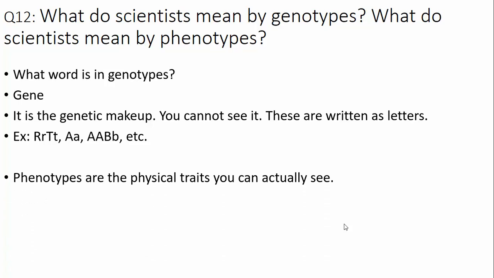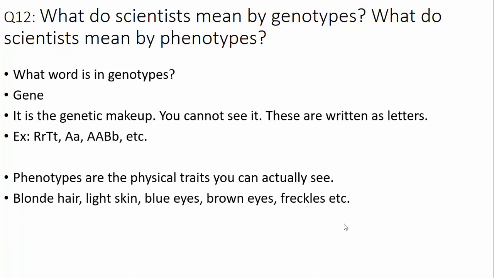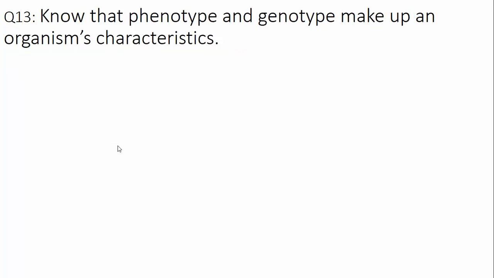It's the physical traits you can actually see, such as blonde hair, light skin, blue eyes, brown eyes, freckles. If you can see it, that is the phenotype. The phenotype is made up by the genetic code, the genotype, and that brings us to number 13.